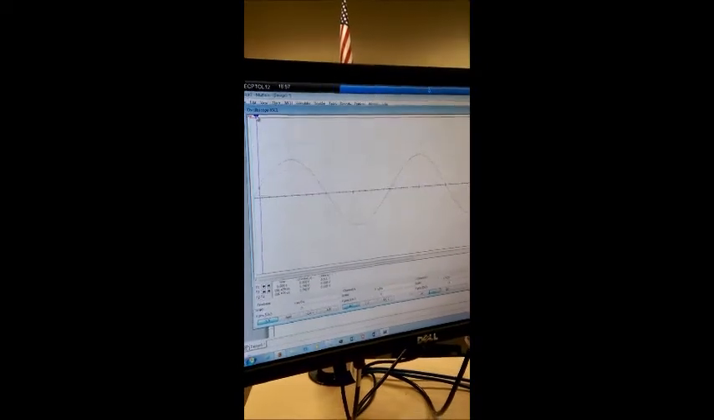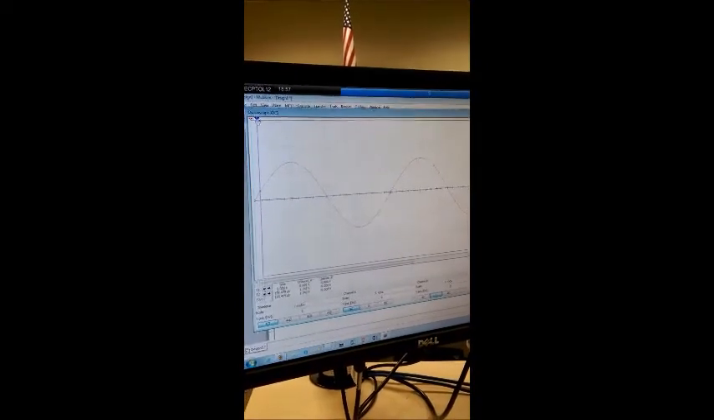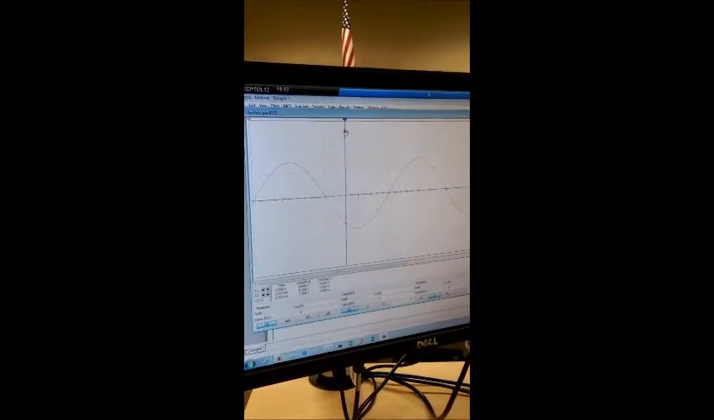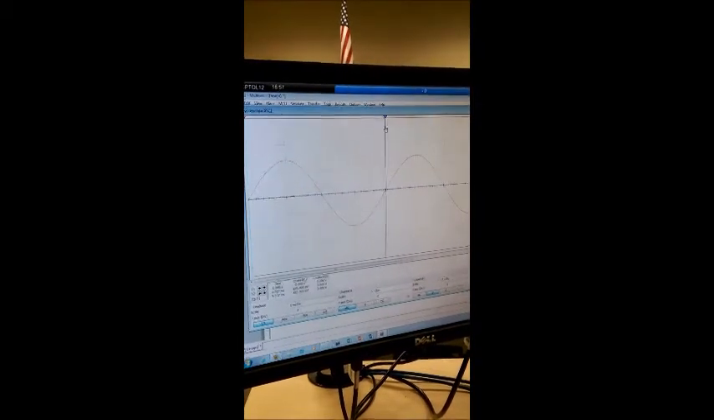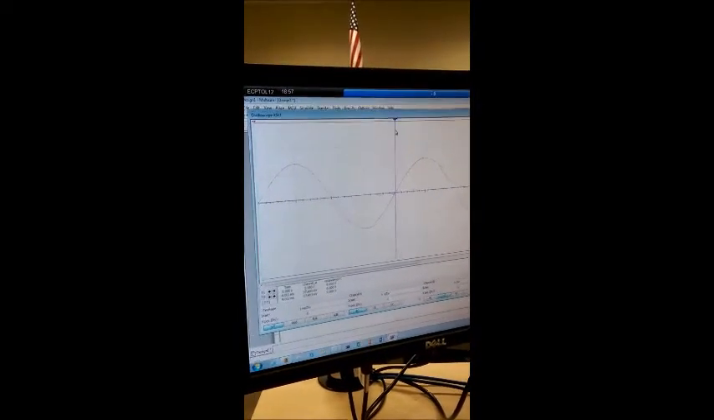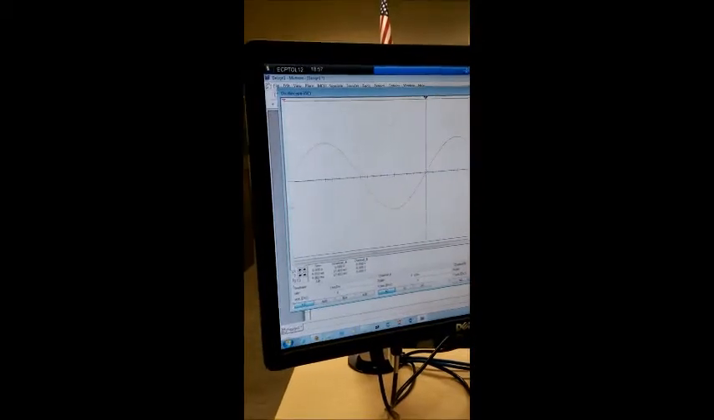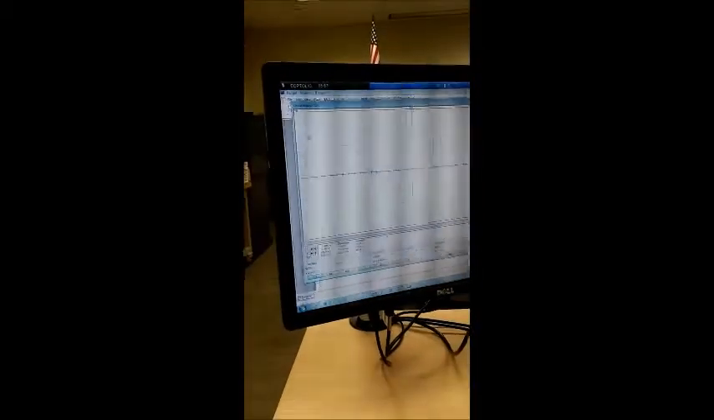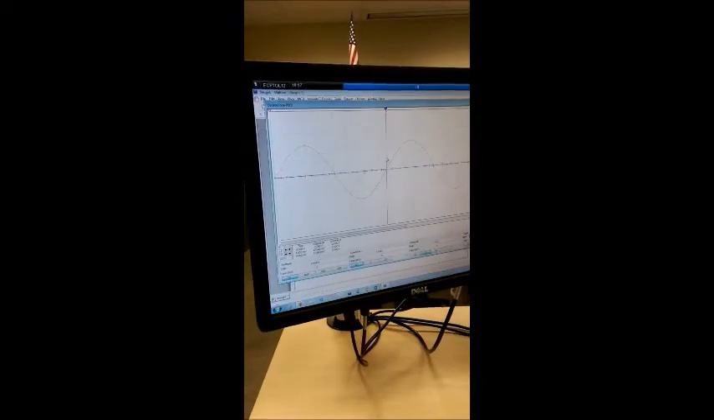Now we want to measure the period. First, we bring line number 2 to where the wave ends. You see this value over here, this is the period, the time that the sine wave takes to begin and end.